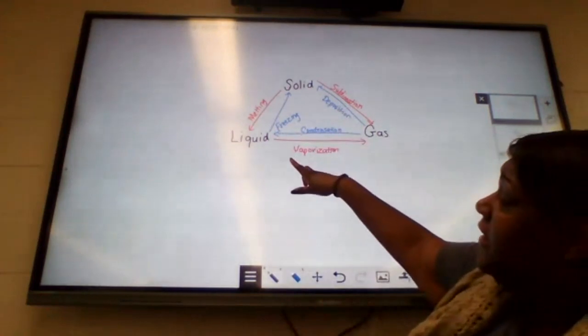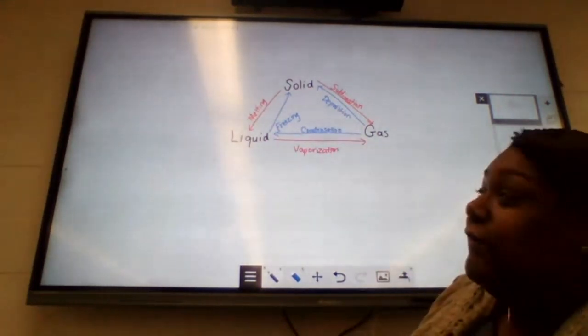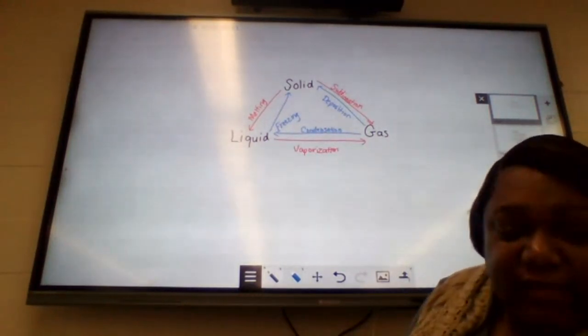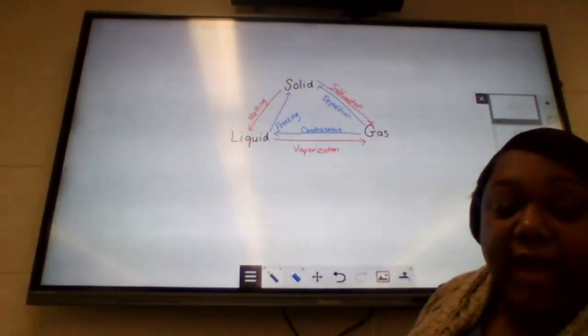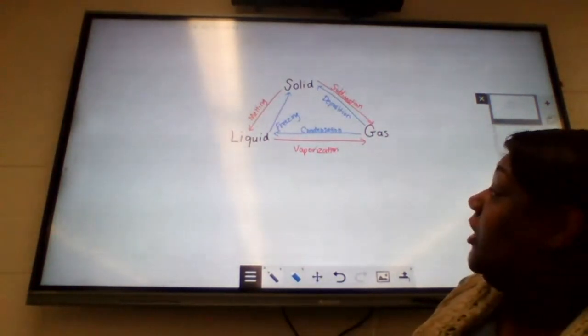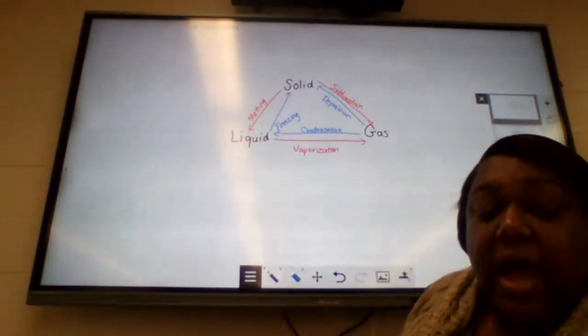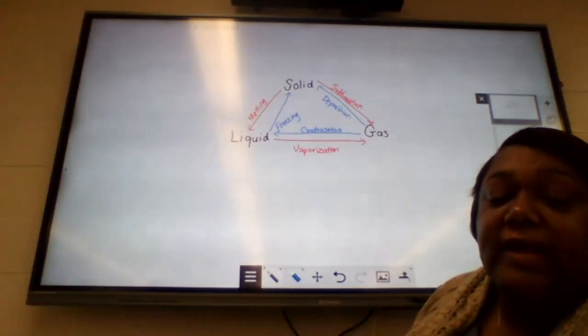I'm sorry, I said it wrong. When we go from a liquid to a solid, that process is called freezing, and freezing is also known in your book as solidifying. When we go from a solid to a liquid, that's the process known as melting. And again, in your book, it's referred to as fusion, and you'll see why that is in just a little bit.